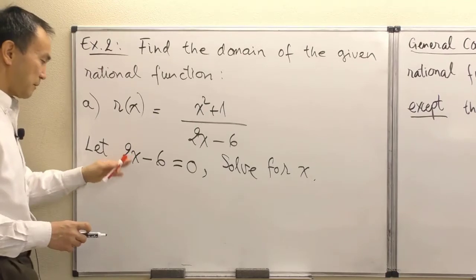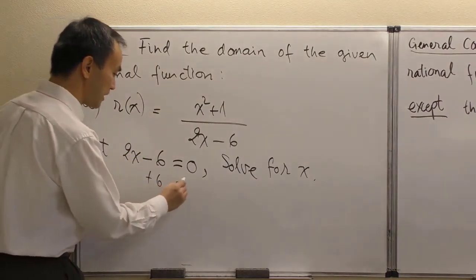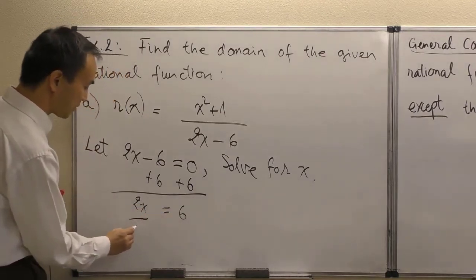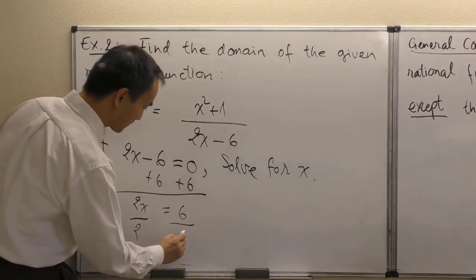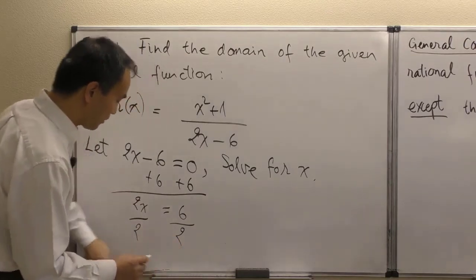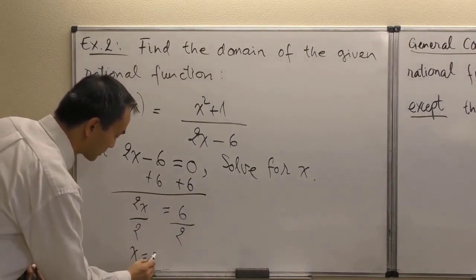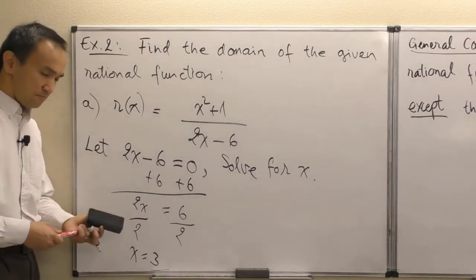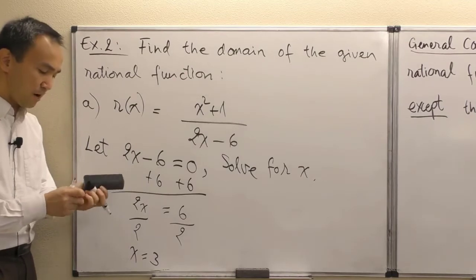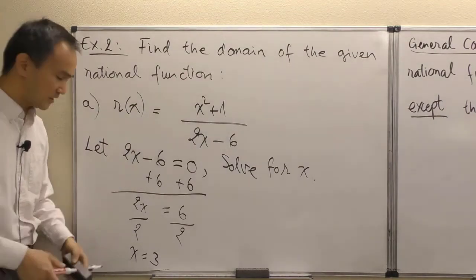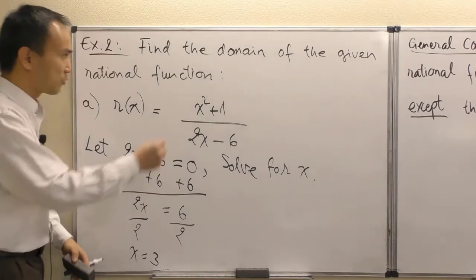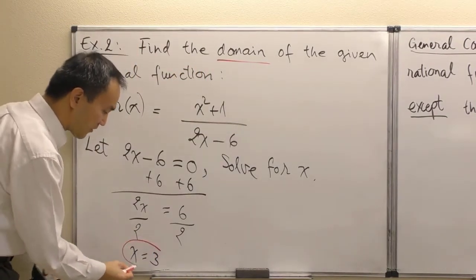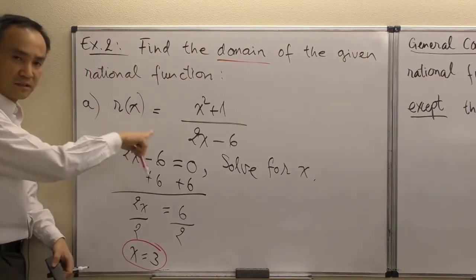So 2x minus 6 equals 0. I'm going to add 6 to both sides. That gives me 2x equals 6. I'm going to divide by 2 on both sides, and that lands me at x equals 3. I am not going to put that in a box and say that's my answer. This is not the answer for the domain. We want to find the domain. This is the zero of our denominator.